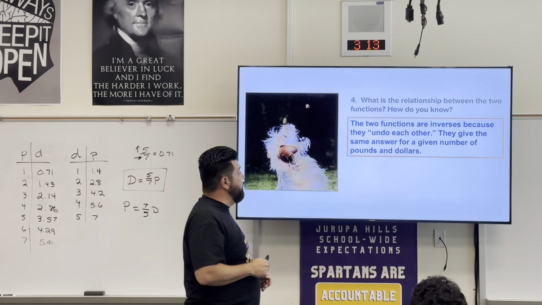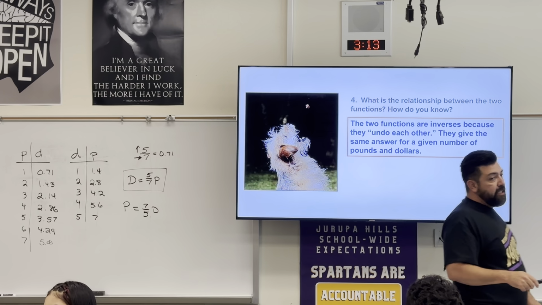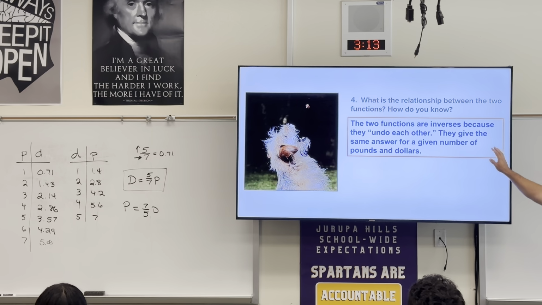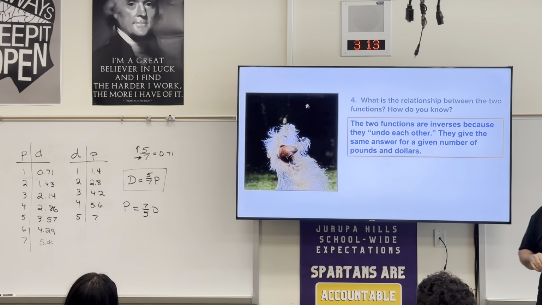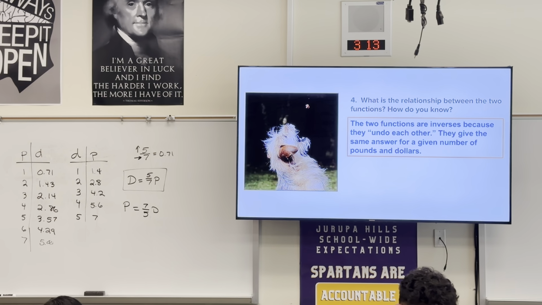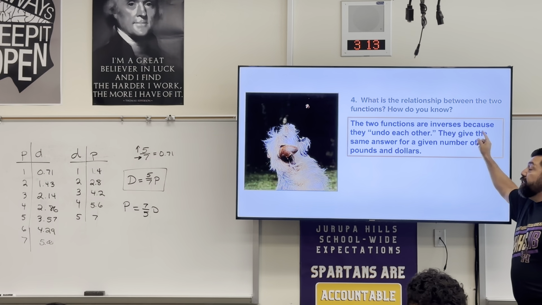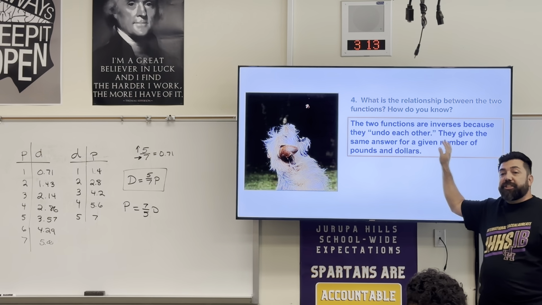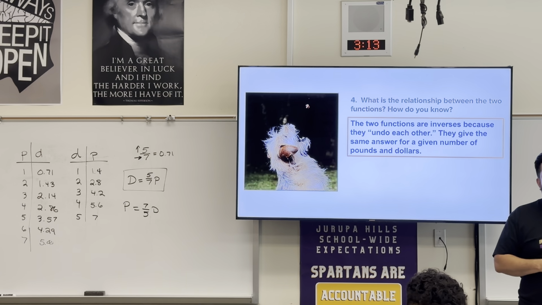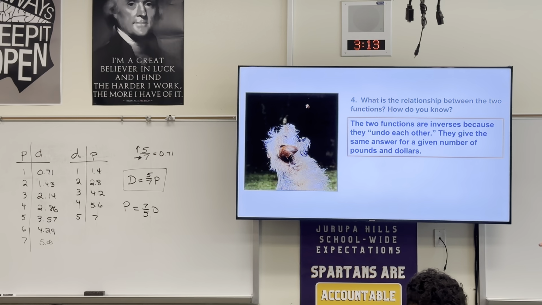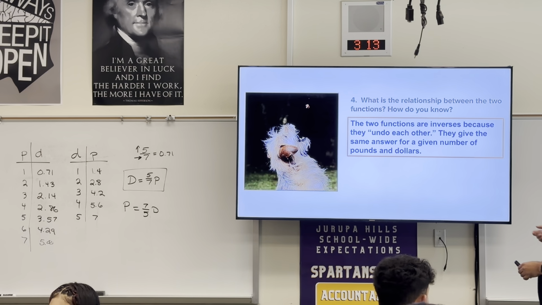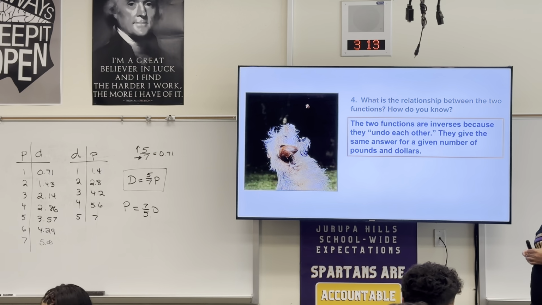Okay. So let me put on the screen what the textbook has. And again, your answer may be a little bit different. These two functions are inverses of each other. We know that part. The first part is they're inverses of each other. And just like Jaden was saying, we know that they're inverses because they undo each other. Now you could use some other type of terminology. I think you used the word opposite, right? That's basically the same thing. They give the same answer for a given number of pounds and dollars.